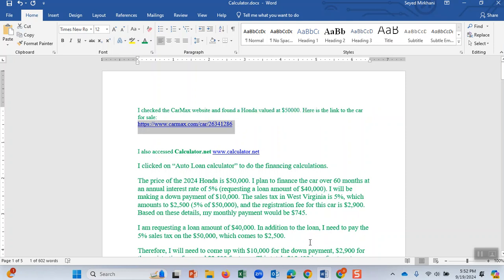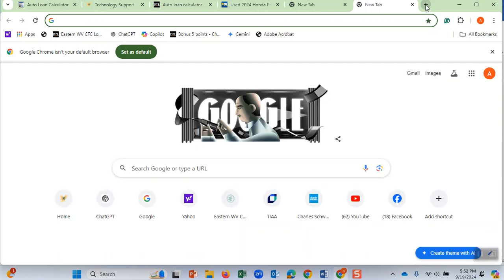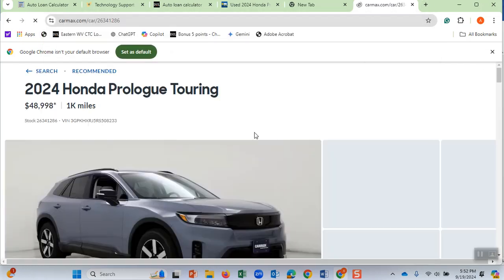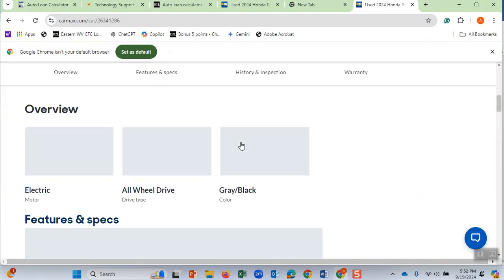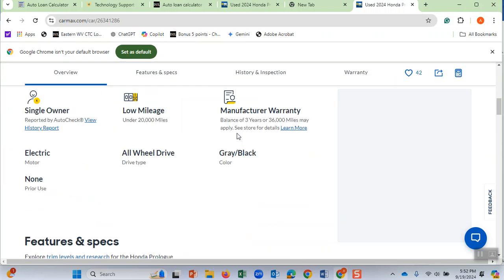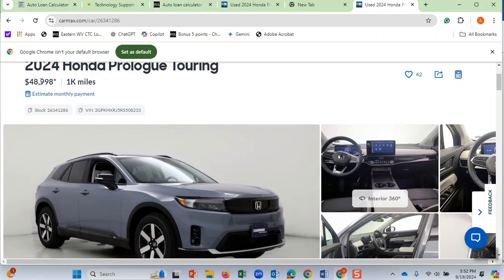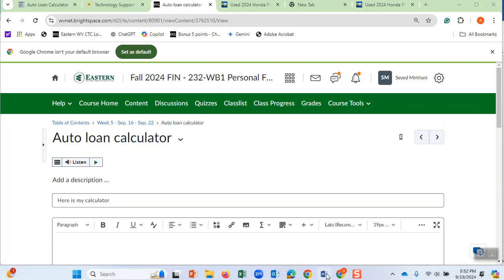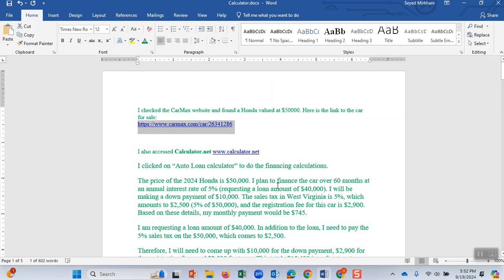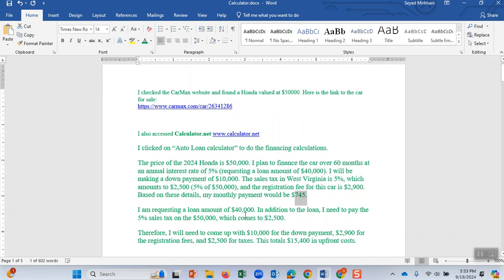Look here. If I click copy, I go in here, I paste it, and here is the car that I found. For example, it is close to 50,000. The price has been removed, but anyhow, it was almost 50,000. Then you explain what happened: I said the price of the Honda was 50, and I financed it for 60 months, 40,000. I borrowed 40,000 with 10,000 down payment, and my payment is 785, I think it was. And then I had $2,900 of fees.